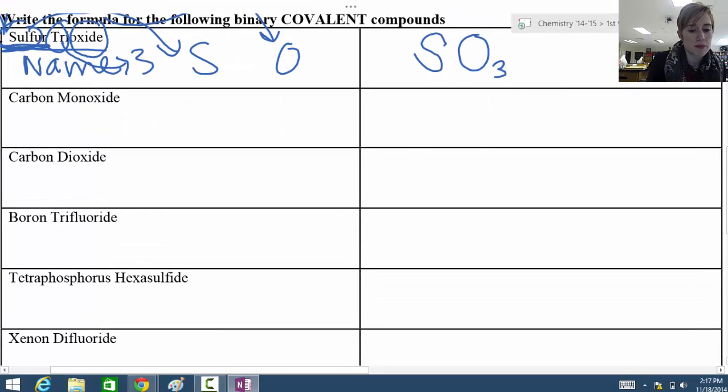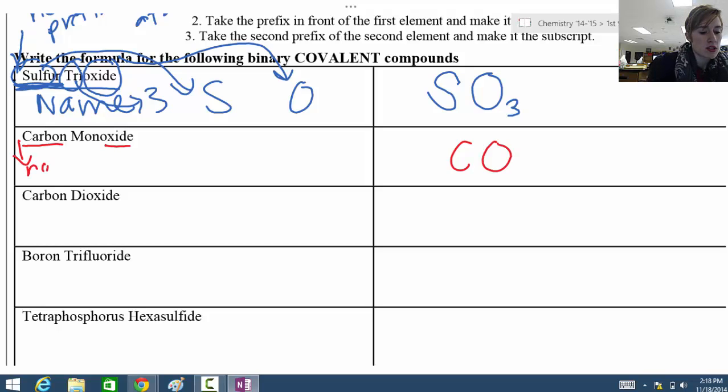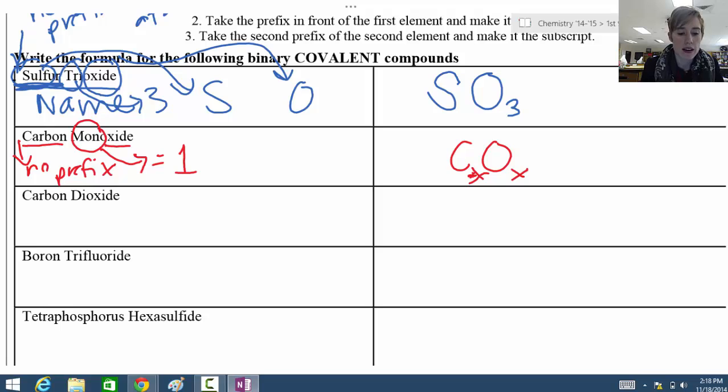Okay, let's do another example. Carbon monoxide. The first thing we do is write the symbols. We have carbon and oxygen, so I write C and O. There's no prefix here, which means I only have 1 carbon, so I don't put any number here. I just leave this part blank to indicate that I have 1 carbon. Mono means 1, so anytime you see the word mono, you know that you just have 1 oxygen. So I'm not going to put anything here or here to represent that I have 1 of each atom.